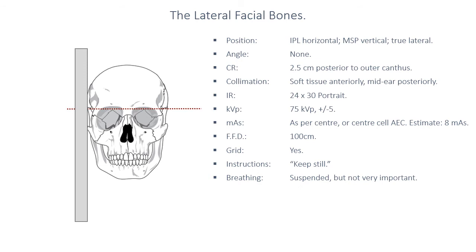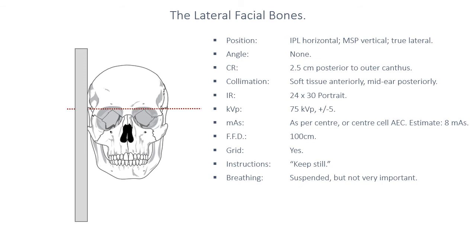This is normally undertaken as a projection so as to be able to have multiple views at 90 degrees. It's not a particularly useful projection in many ways because it will have superimposition of the bilateral structures of the facial bones. The lateral facial bones projection is very similar to the lateral sinus projection, which we talked about in the previous video, and all of those same principles apply.